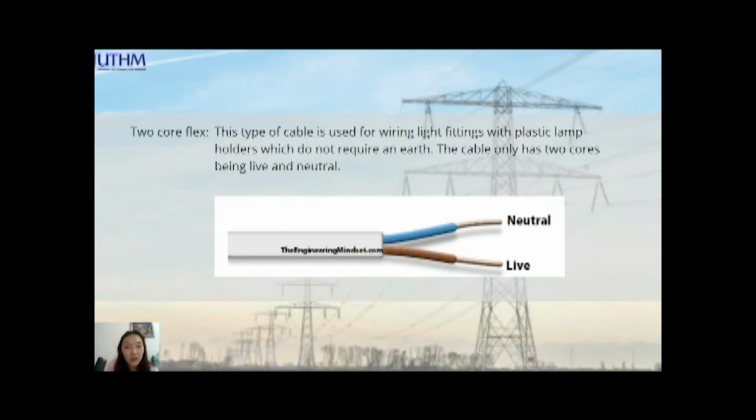So this is such as the single phase. Yeah, so the single phase also have the two core flags. So in this is the same cable with the single phase in these lighting cables. So my presentation is until here.